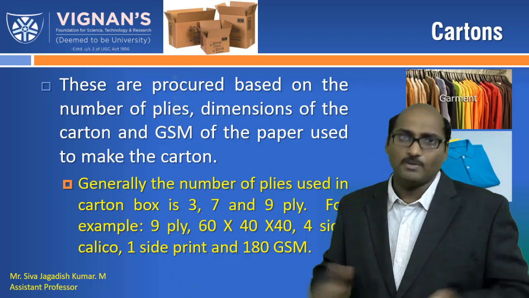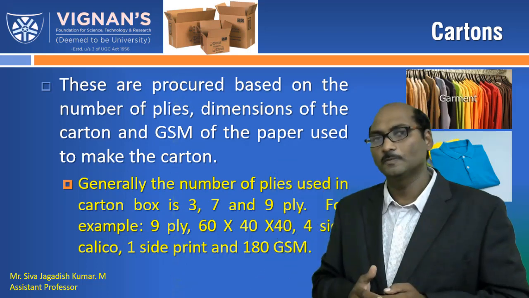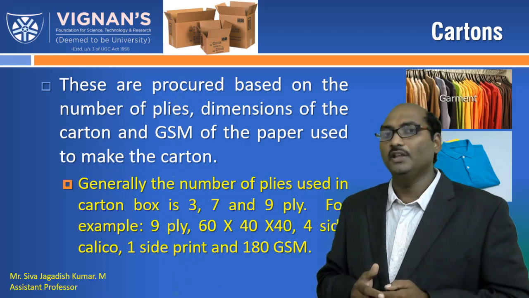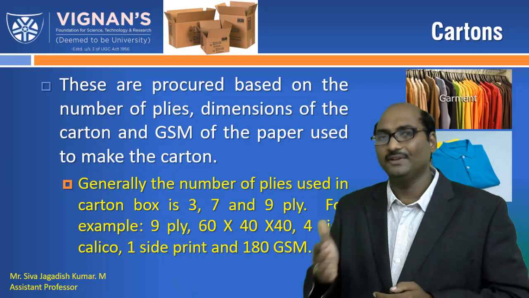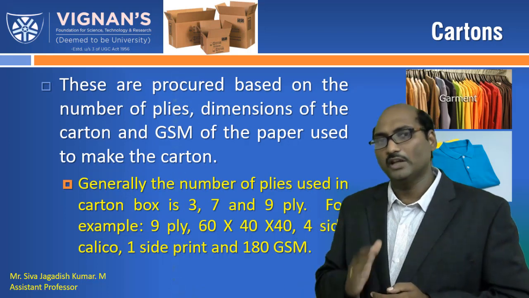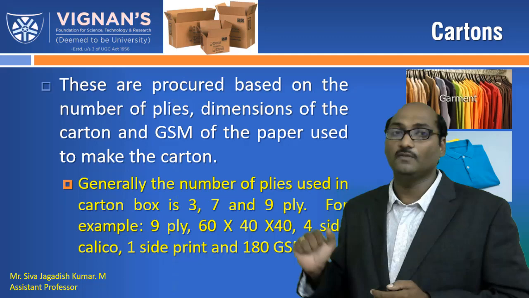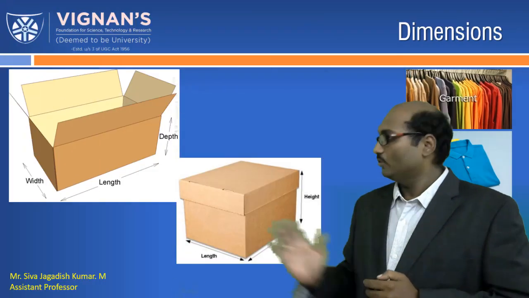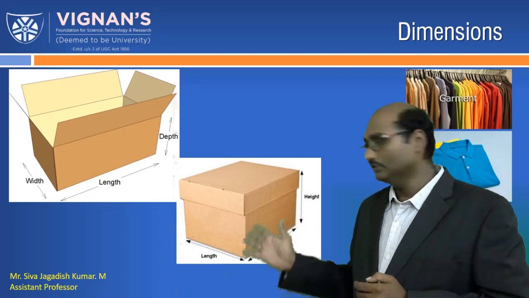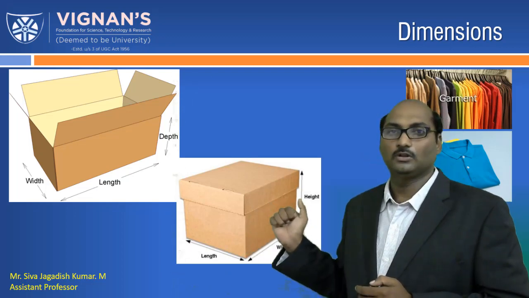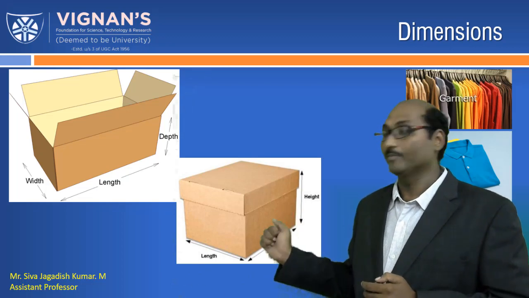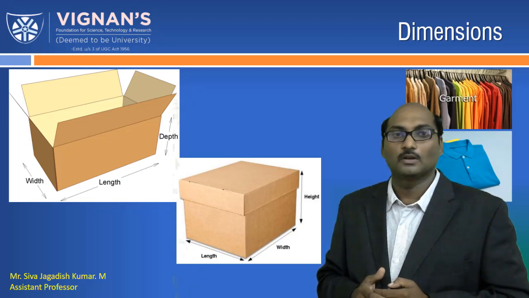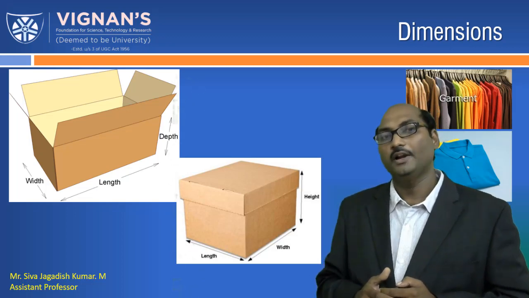and the dimensions, the 3 dimensions, and the GSM of the paper which is going to be used. Generally the number of plies used are 3, 5, 7, 9, etc. So 9 ply, 60 into 40 into 40, 4-side calico. This example we have discussed in the earlier class also, right? You can see the length, the width and the depth, or sometimes it can be called the height also.